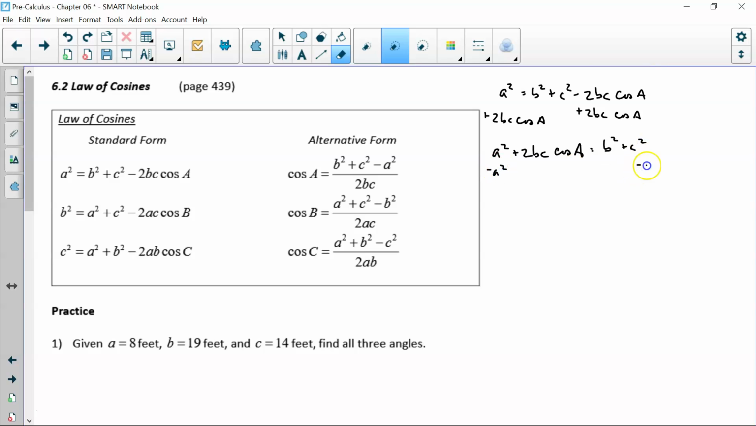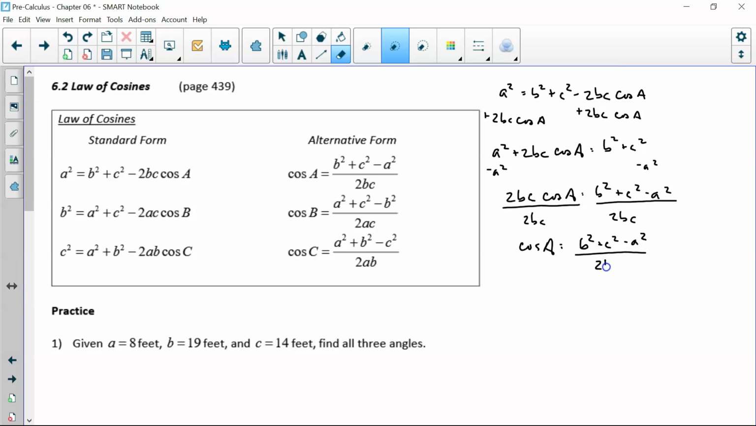Subtract a squared from both sides. We get 2bc times the cosine of A equals b squared plus c squared minus a squared. And then to get cosine of A by itself, divide both sides by 2bc. And there's our alternate form. Cosine of A equals b squared plus c squared minus a squared over 2bc.